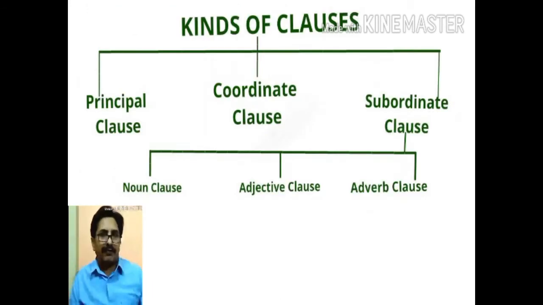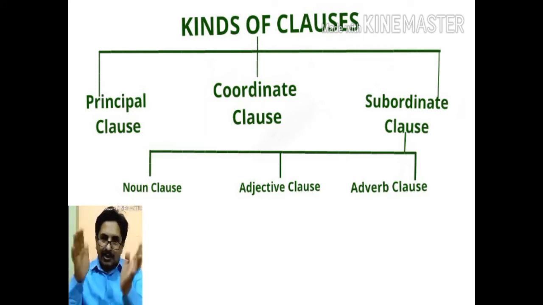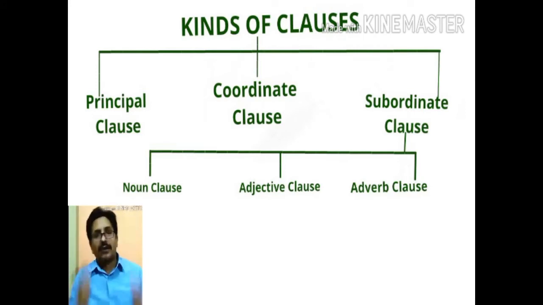Now the kinds of clauses. There are three kinds of clauses. The first one is principal clause, then coordinate clause, then subordinate clause. Three kinds are there of clauses.